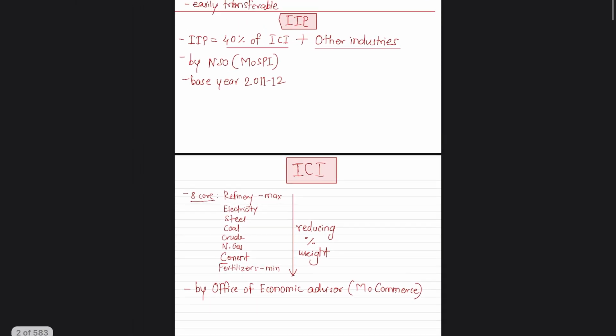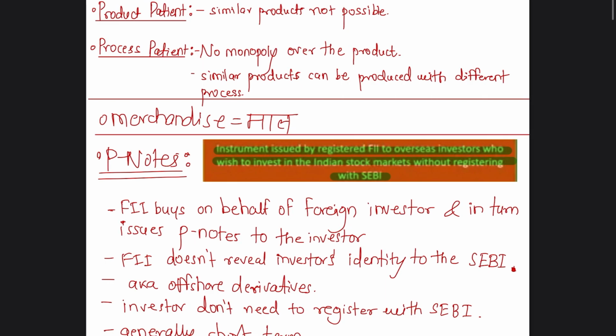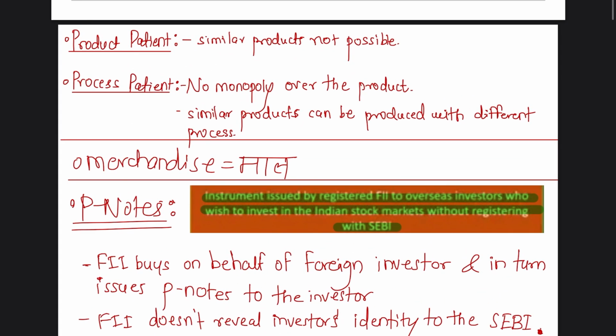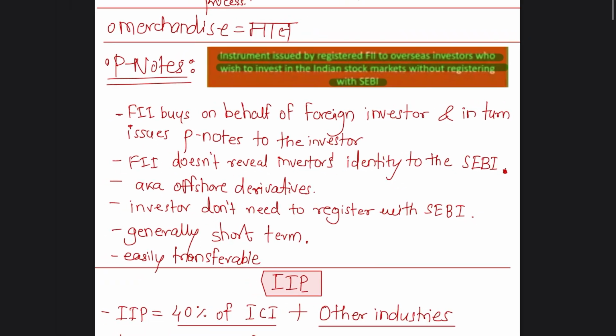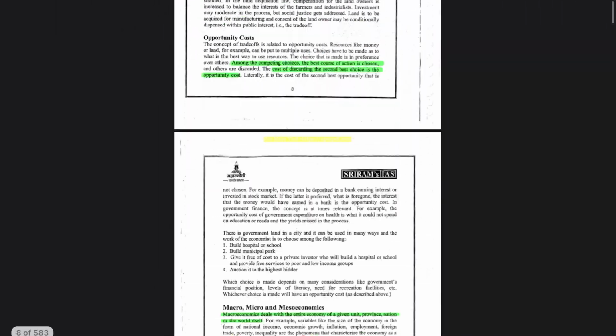I made these notes. Similarly, there are certain points that I found were not explained in detail. For instance, product patent, process patent. So I added this data also. Similarly, P-notes, right? Participatory notes, you might have heard about this. Sometimes P-notes are used for money laundering. Again, these were not explained in detail, so I had to add it on my own. So I think this is the issue with this book. But otherwise, this is a very lucid book.